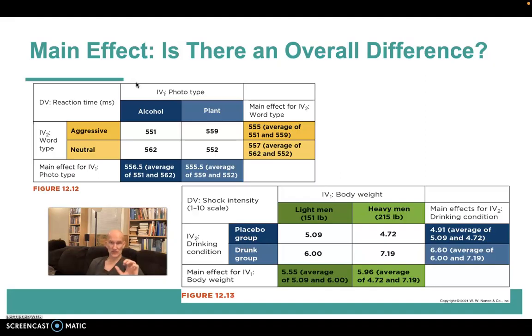Keep in mind that's just what it's called. That doesn't mean that it's the most important effect. And so you could think of it as the overall effect of one variable. So in other words, the term main effect may be a little bit misleading because the main effect is not necessarily the most important finding. It's just what it's called by researchers and statisticians.